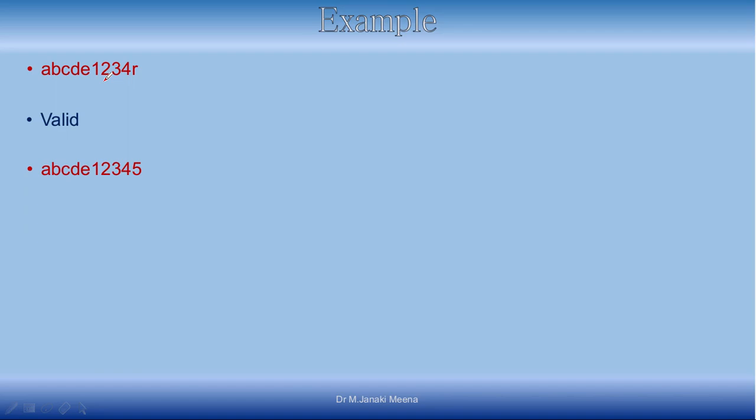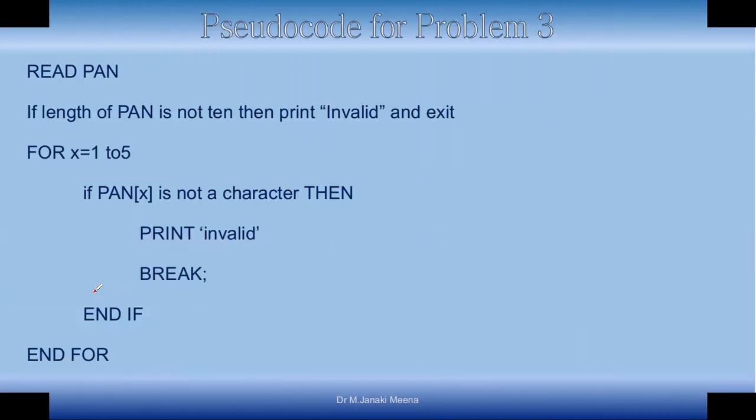Now consider another one. Look at the constraints. The first constraint is that the first 5 characters should be alphabets, yes, correct. The next 4 should be digits, yes, correct. The last one should be an alphabet, but it is not an alphabet, so invalid. Next, consider the first 5 should be letters, but when you look at the fifth one, it is a digit. So here itself the condition breaks, so invalid.